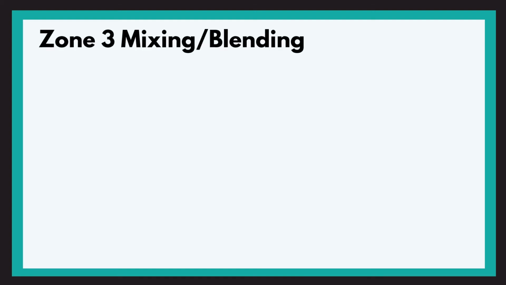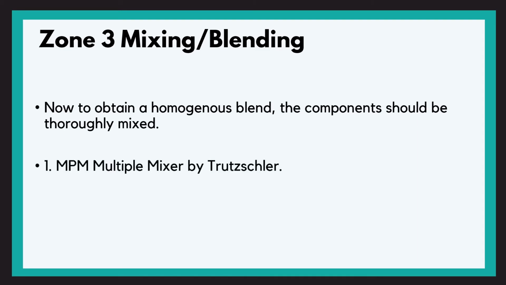So now let us enter into zone 3, which is concerned with mixing and blending. Now why is this zone needed? This zone is needed to obtain a homogeneous blend of the fibers. We'll discuss two machines here. Number one, MPM multiple mixture by Truchla, and second one is the Unimix B70 by Rieter.